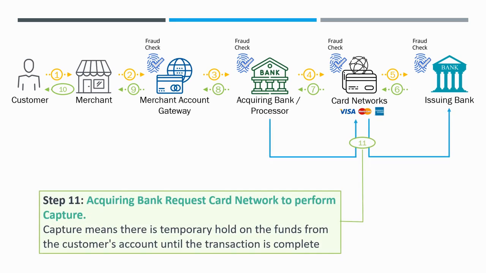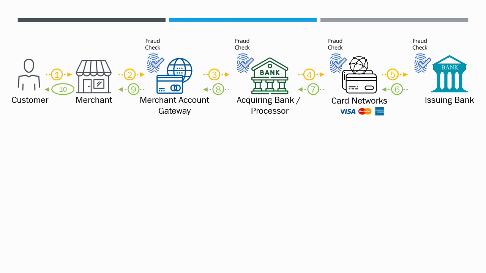Once the acquiring bank or processor has received the payment authorization from the issuing bank, they may request that the card network perform a capture. A capture is a temporary hold on the funds from the customer's account until the transaction is complete. When the capture request is made, the card network places a hold on the funds, ensuring that they are available to complete the payment. This hold is released once the transaction is complete, and the funds are transferred from the customer's account to the merchant's account.